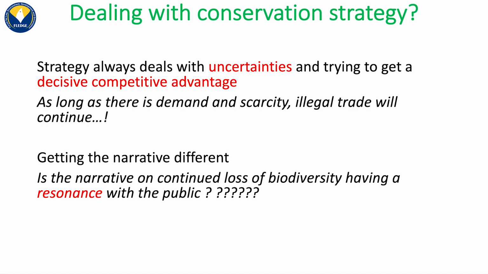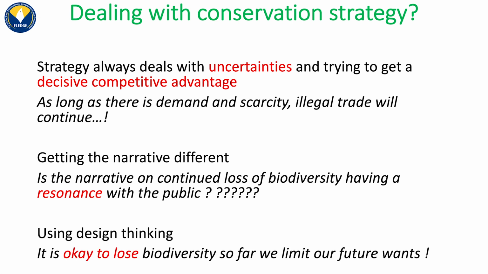So if tomorrow somebody is looking at a design thinking approach, and comes up with an idea saying that it's okay to lose biodiversity, so far we can limit our future wants. And of course, from a conservation expert side or the conservation community, there will be riots if I say it is okay to lose biodiversity. But then you have to read the second part of the sentence, which says so far we limit our future wants. Our wants are increasing, and if you want to keep our wants to the current or the future needs, it is not okay to use biodiversity. And that is where an approach like design thinking plays a role in how we communicate such a simplistic message of a very complex problem.